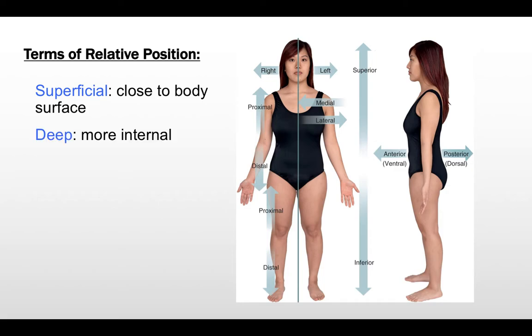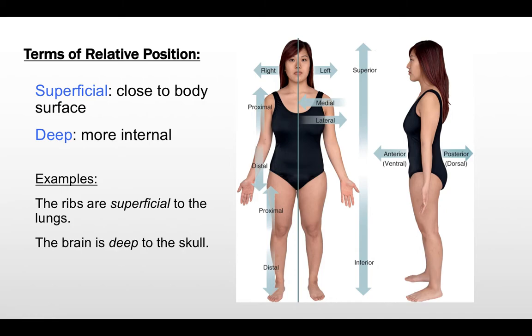Superficial and deep refer to sort of like the outside and the inside of the body. Superficial structures are close to the body surface. Deep structures are more on the inside. Examples, the ribs are superficial to the lungs because the ribs are on the outside of the lungs. They're protecting them. Same thing could be said for your skull. The brain is deep to the skull. So the brain is more internal than the skull is.